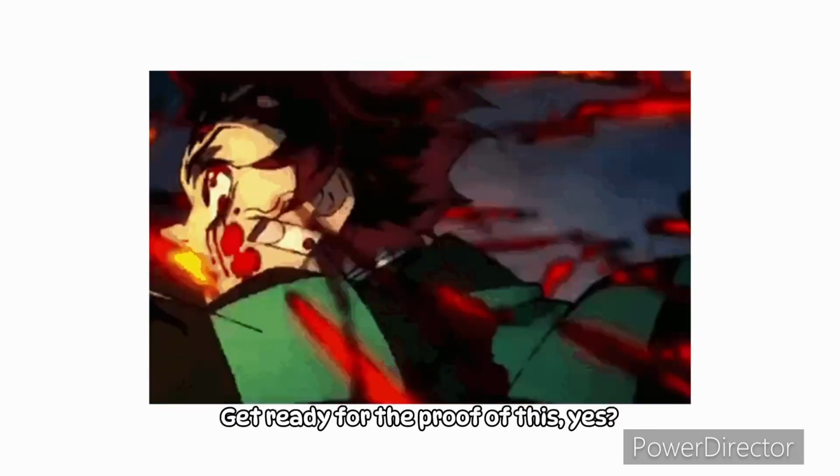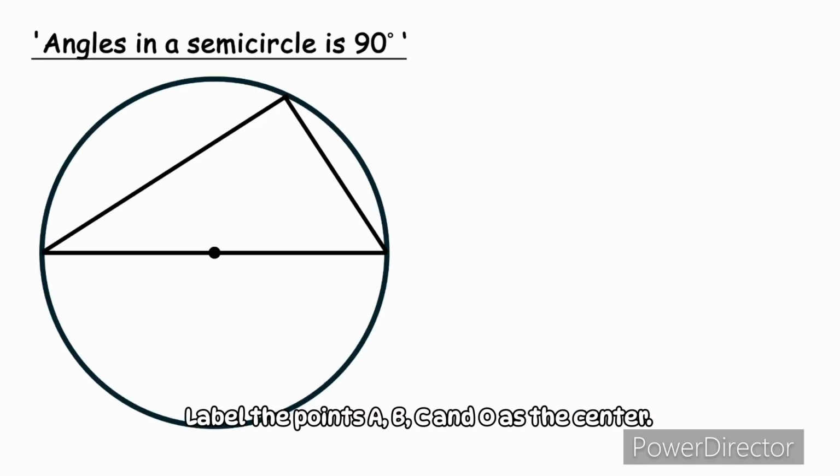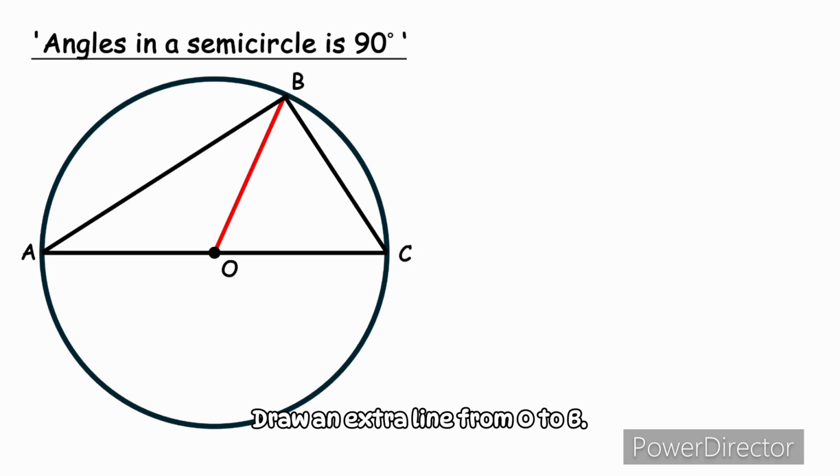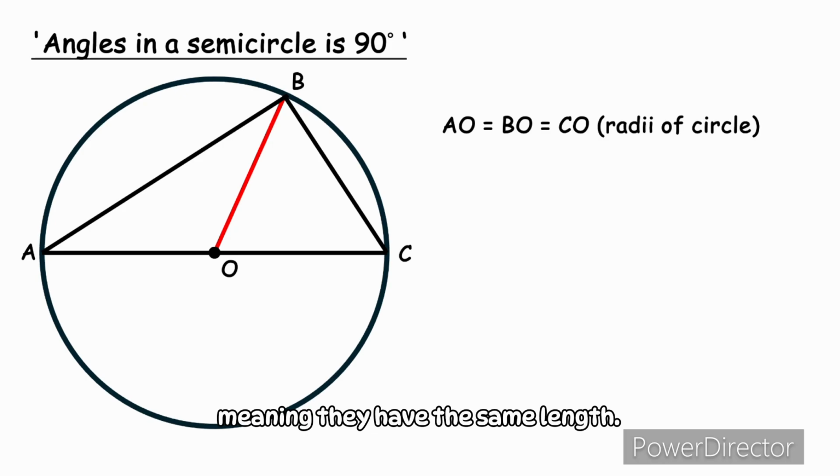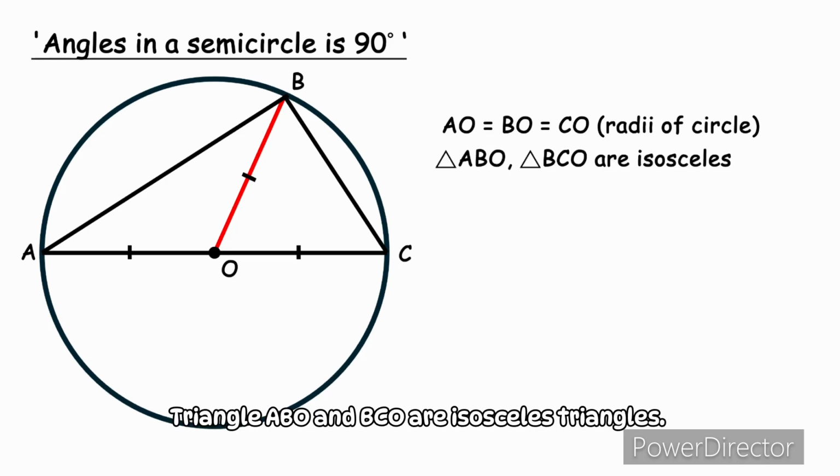Get ready for the proof of this, yes? Label the points A, B, C and O as the center. Draw an extra line from O to B. We know that AO, BO and CO are all radii of the circle, meaning that they have the same length. As the rule for an isosceles triangle is for 2 of its sides to be the same length, triangle ABO and BCO are isosceles triangles.